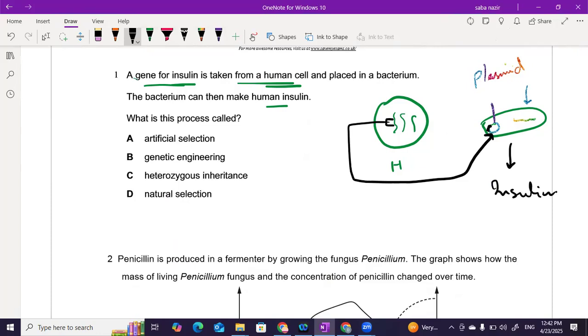So they're asking, what is the best term to represent this process? It is actually genetic engineering.